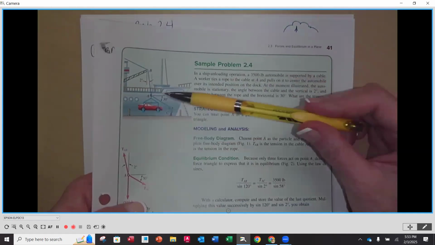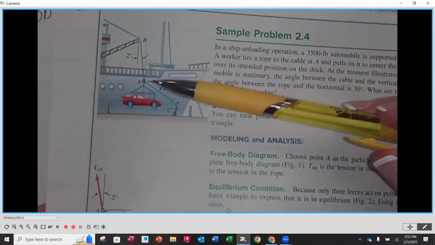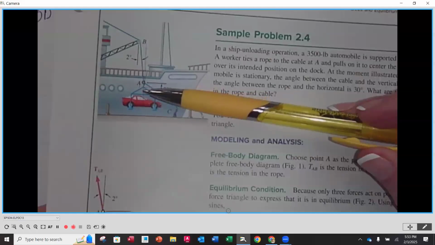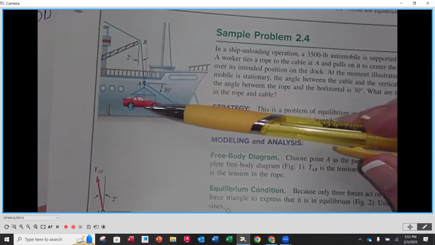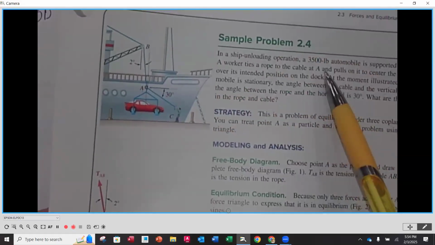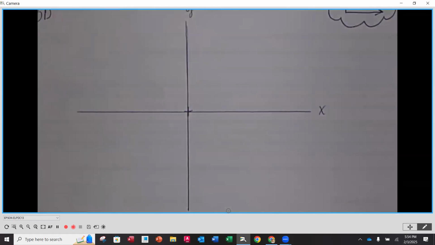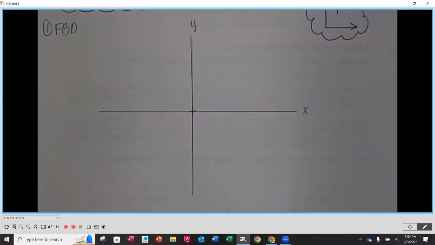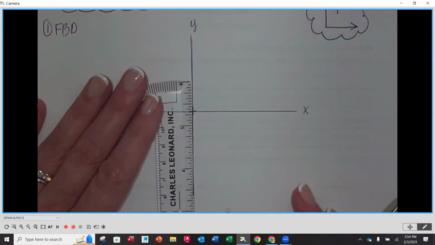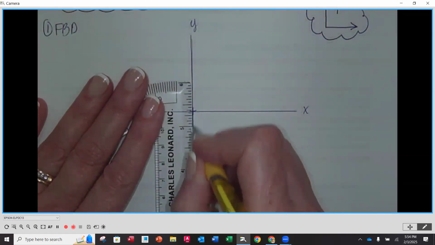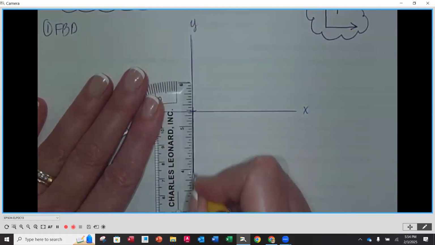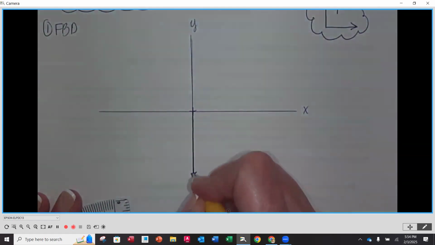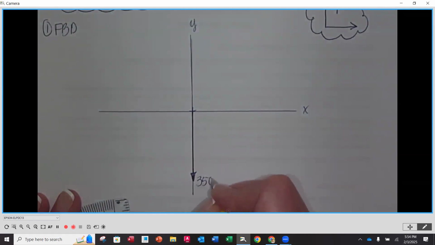Now, as we look at our problem, A is in the center here of those 3 cables, and coming straight down is the weight of that car. And it told us in the problem statement that was 3,500 pounds. So coming straight from the center there is going to be a vertical force going down, and it is the weight of that car. And we know that to be 3,500 pounds.